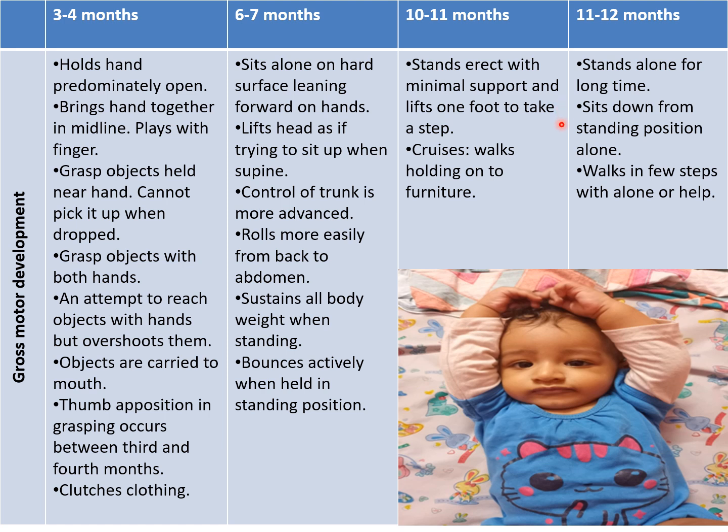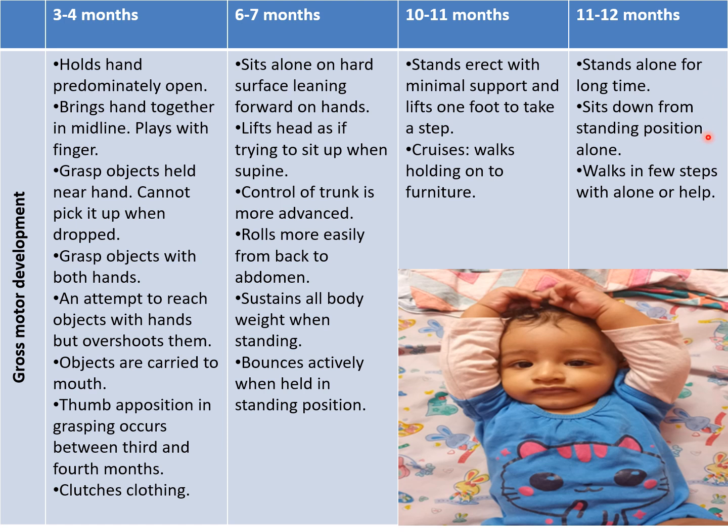They stand erect with minimal support and lift one foot to take a step. They stand erect with minimal support at 10 to 11 months. Then they cruise, that means they walk holding on to furniture. So a walker you can provide at this time so that they can push and walk and they can run around the house. 11 to 12 months, they stand alone for a long time.